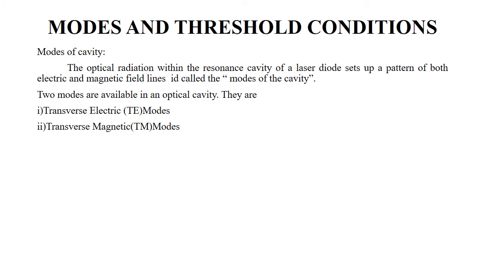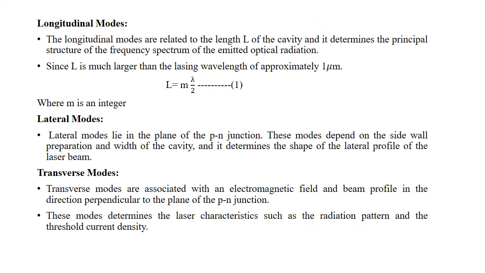Each set of the modes can be described in terms of longitudinal, lateral, and transverse half sinusoidal variation of electromagnetic fields along the major axis of the cavity. The longitudinal modes are related to the length L of the cavity, and they determine the principal structure of the frequency spectrum of emitted optical radiation. Since L is much larger than the lasing wavelength of approximately 1 micrometer, L is equal to m lambda by 2, where m is an integer.